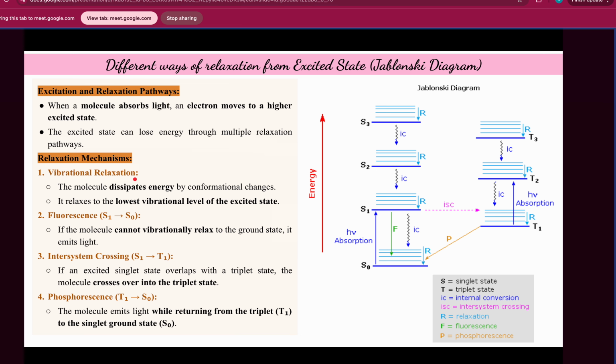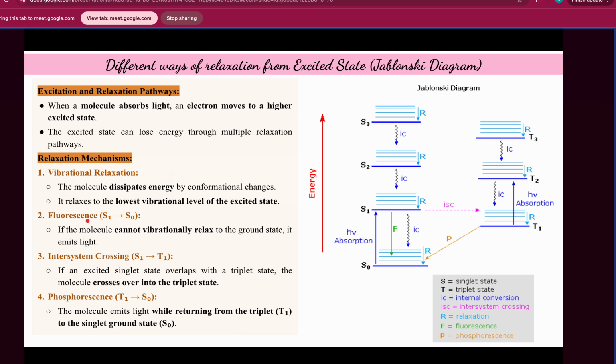First is vibrational relaxation, which means the molecule dissipates energy by conformational changes. So it relaxes to the lowest vibrational level of the excited state. For example, this is the S0 state, this is the S1 state. If my electron is transitioning to the S1 state by gaining some energy, this S1 state has different vibrational levels. That means the energy level is not changing, but within a single energy level there are some vibrational levels present. When my molecule is relaxing or moving among these vibrational levels, that is known as vibrational relaxation.